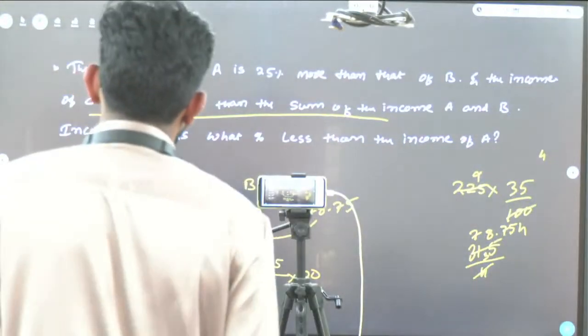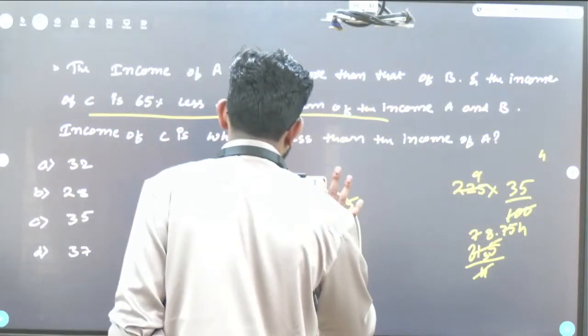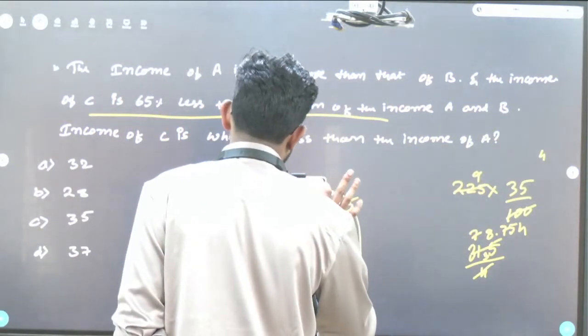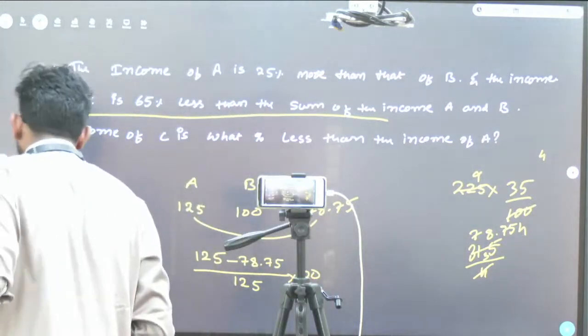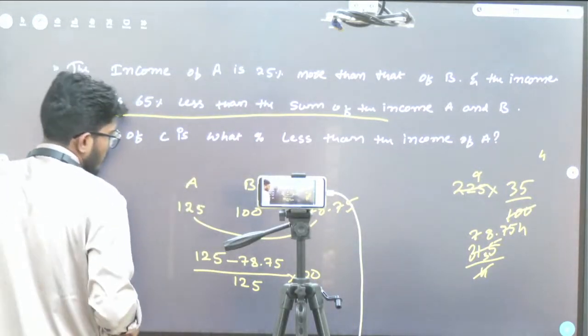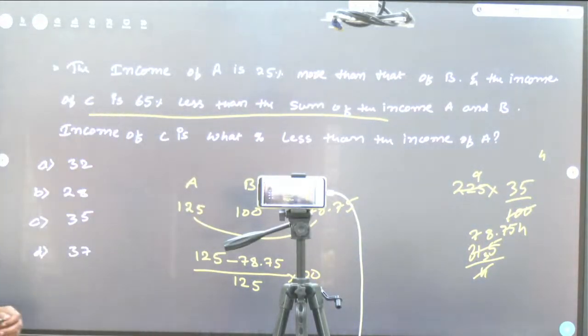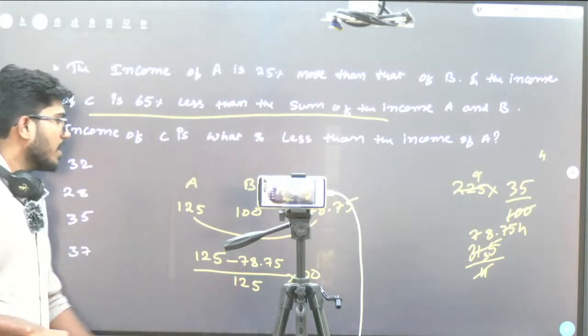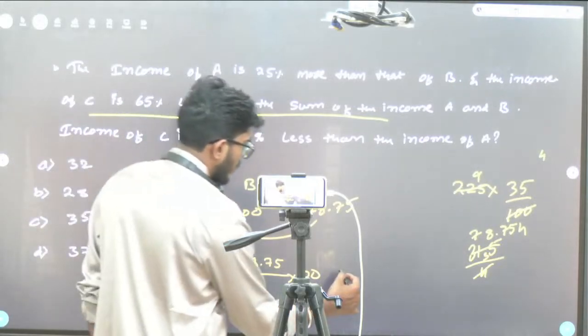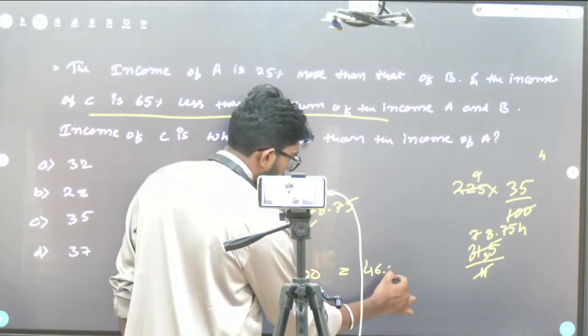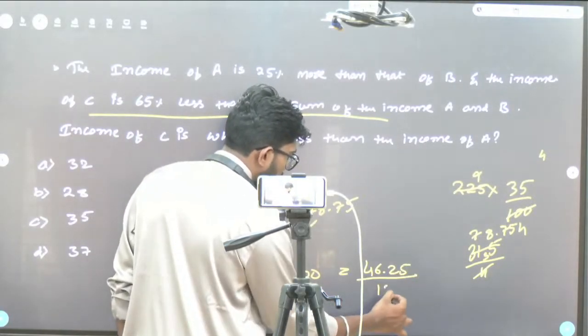ಸಪ್ರೇಟ್ ಮಾಡಿ, ಎಷ್ಟು ಬರುತ್ತೆ ಡಿಫ್ರೆನ್ಸ್? 125, 28, 105. Difference how much are you getting? 25 plus 21.25, 46.25 difference. 125 minus 78.75 is 46.25. 46.25 divided by 125 into 100.